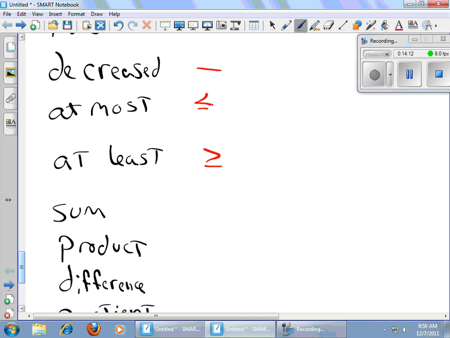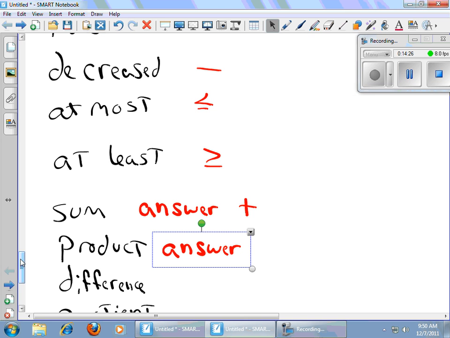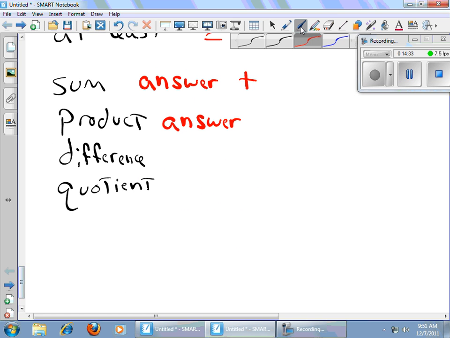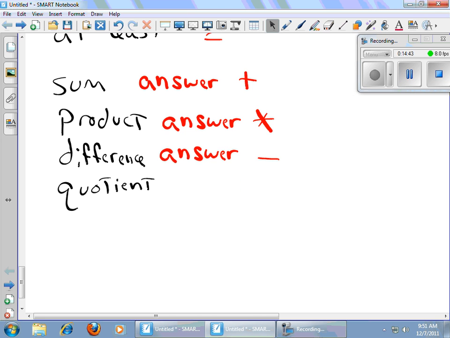A sum is the answer to an addition problem. The product is the answer to a multiplication problem. The difference is the answer to a subtraction problem. And the quotient is the answer to a division problem.